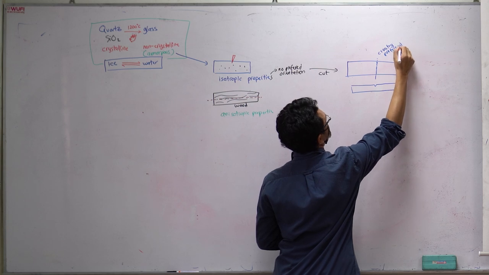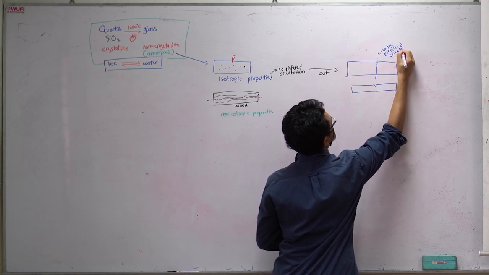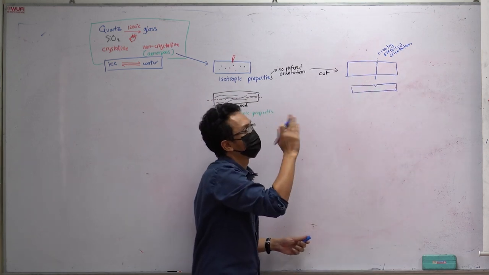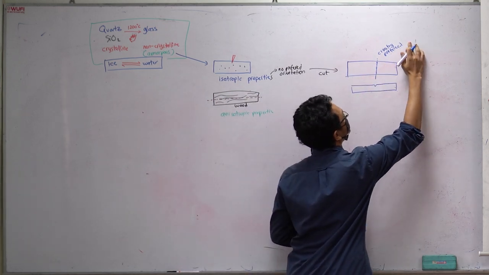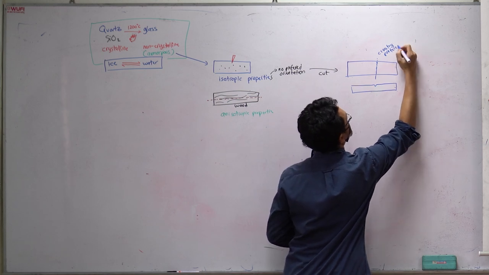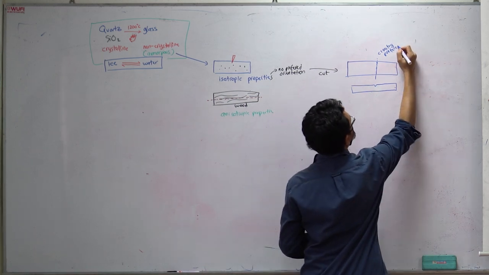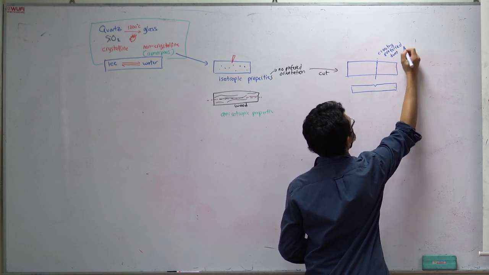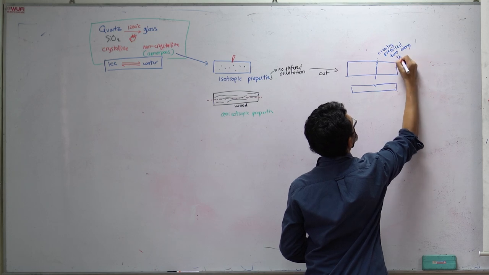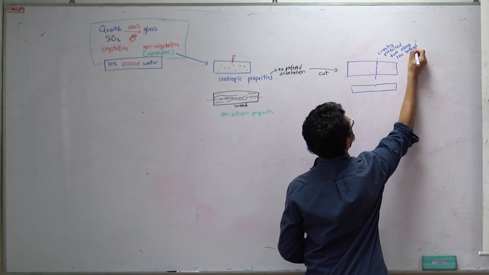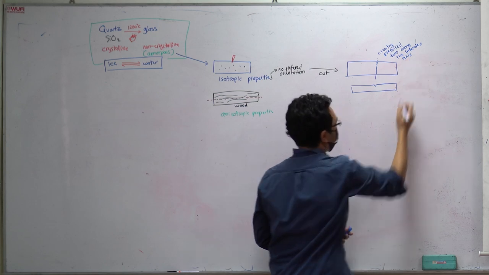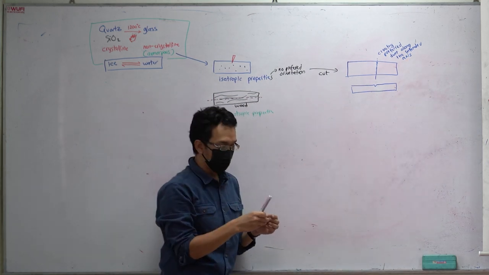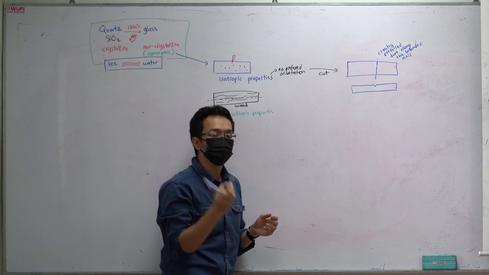So you are creating a preferred orientation, a preferred dent along the intended axis. Okay, so normally in order to cut the glass, glass is hard. Glass by itself is hard. So in order to cut it, you need to find something harder than this.